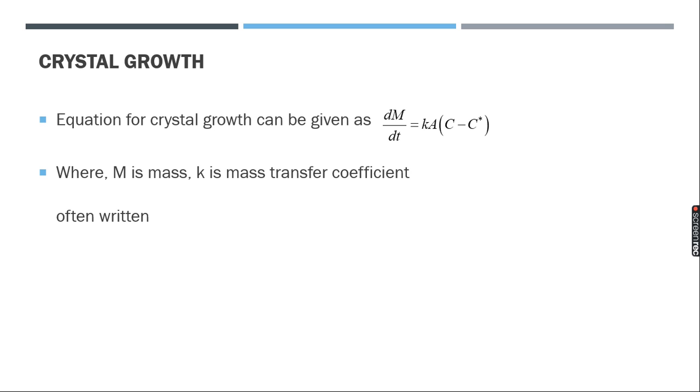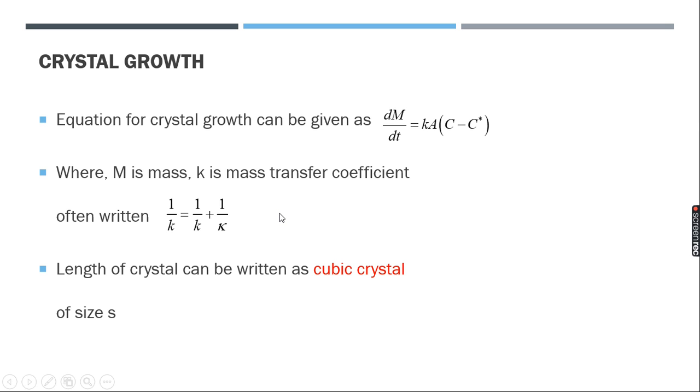So M is the mass, K is the mass transfer coefficient, often written in two terms because it is not only mass transfer, it actually involves the reaction at the interface. So there are two processes involved. One is the mass transfer process of the molecules going over the crystal surface, so there is a concentration gradient working on that. And second is the reactions on the surface of the growing crystals. So combinedly we can write 1/K as inherently the mass transfer and the reaction rate constants together.